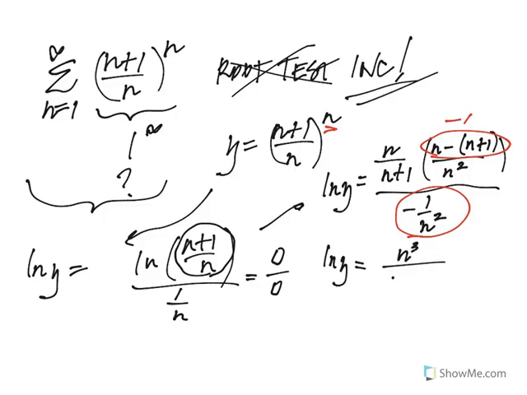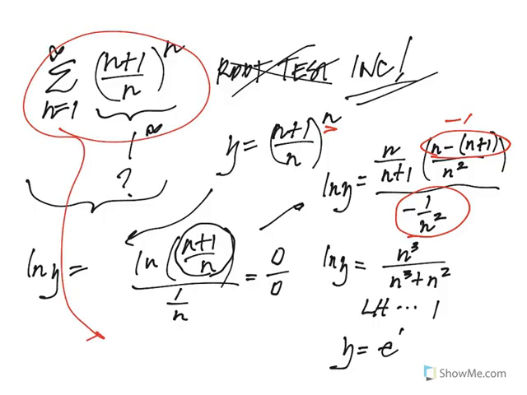And on the bottom, what I'm going to get is n cubed plus n squared. Now, if I L'Hopitalize that, what I get is 1. And then I bring the e over to the other side. I get y is equal to e to the first, which means my sequence does not go to 0. So my conclusion is my original problem diverges by the nth term test.